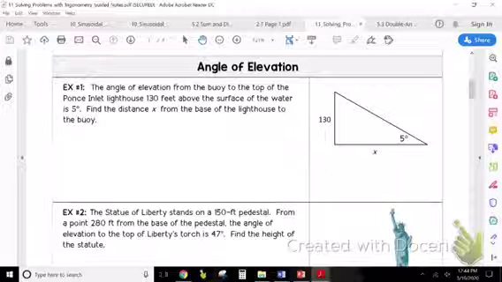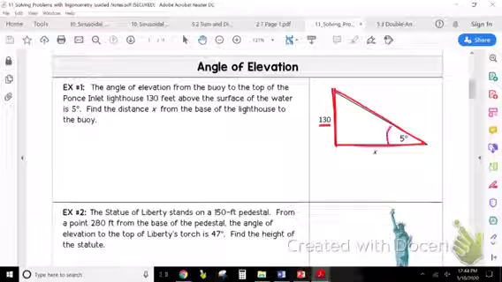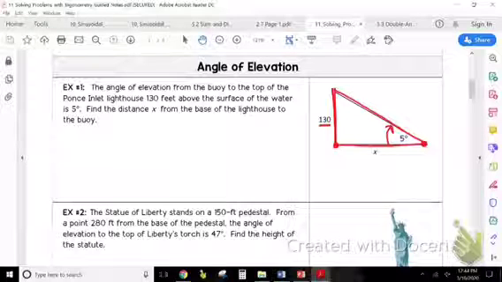All right, so it tells us the angle of elevation from the buoy to the top of the lighthouse, 130 feet above the surface. So I know that my lighthouse is over here, isn't it? Because it already labeled it for me that it's 130 feet. The angle of elevation looking at that is going to be this angle right here, because if it's that buoy or whatever's over there, it's going to be looking up. So it's the angle that's going up. And it wants to find x, the distance from the base of the lighthouse to the buoy.